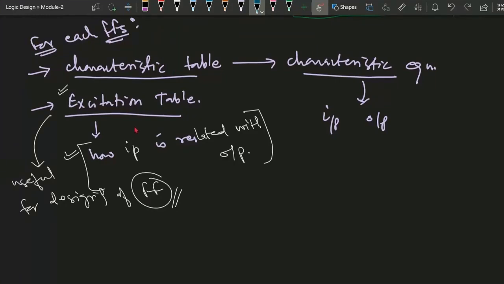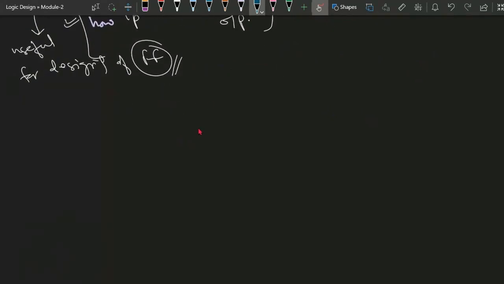In this class, we will be going one by one. We will be looking at each of the flip-flops, the characteristic table, and the excitation table. Starting with the first, that is the JK flip-flop. Before that, we will be starting with the SR flip-flop. Basically, we are having 4 different flip-flops, and we will be starting with the SR flip-flop.